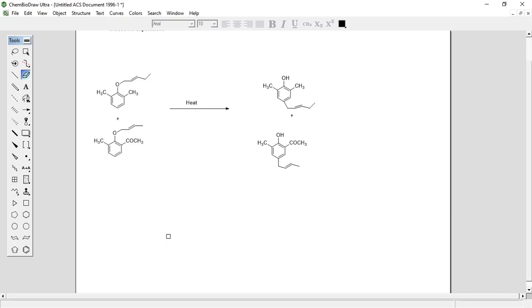it is an intramolecular rearrangement, and it is a one-step reaction, because in this reaction you are not getting cross product. Okay, so this is about your crossover experiment. Any doubt regarding this?